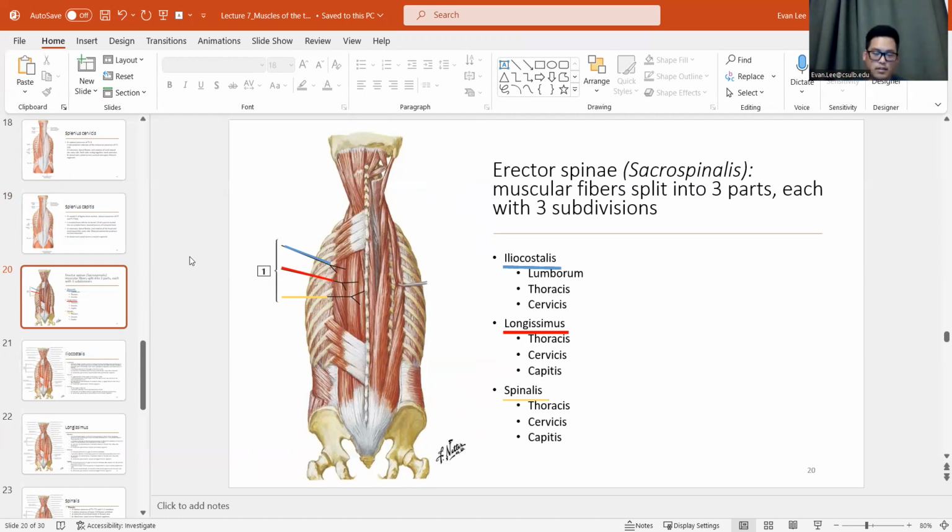And as you can see, each of them do have their specific parts, which is going to be slightly different in what they do, but quite different in what they're attached to. So in this case, you basically use the name of the muscle and then add the modifier: lumborum, thoracis, and cervicis in the case of iliocostalis. So you can call it iliocostalis lumborum if it's in the lower back, iliocostalis thoracis if it's in the back of the thorax, or iliocostalis cervicis if it's in the neck region.